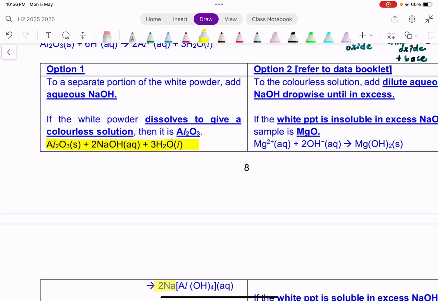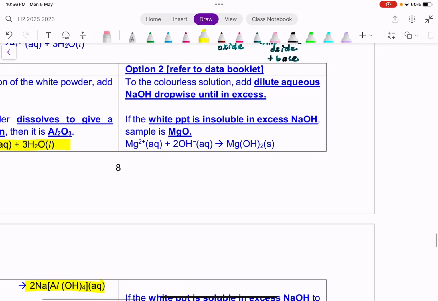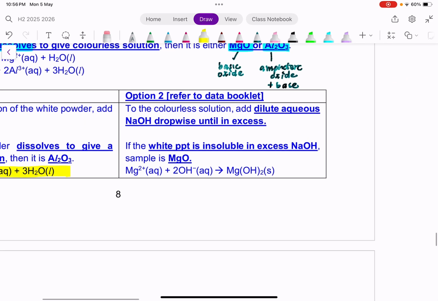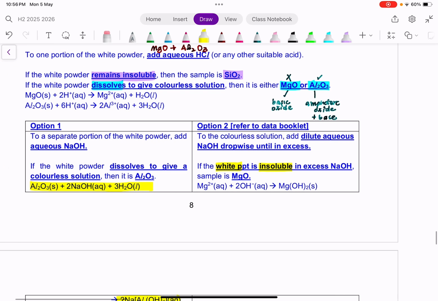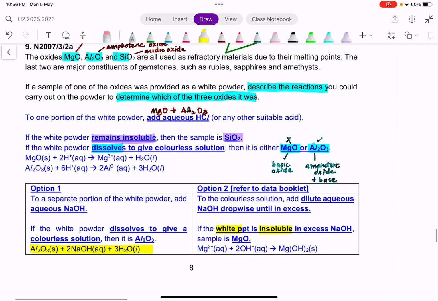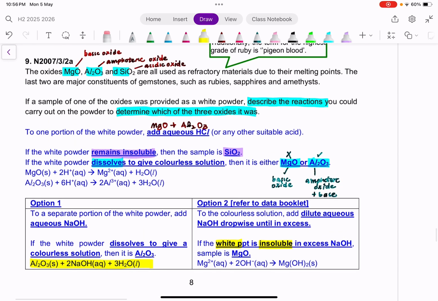Likewise, if we were to react MgO with NaOH, we know that the white PPT will remain insoluble because MgO, being a basic oxide, will not react with a base. So these are the steps that you would take to distinguish between the 3 oxides.